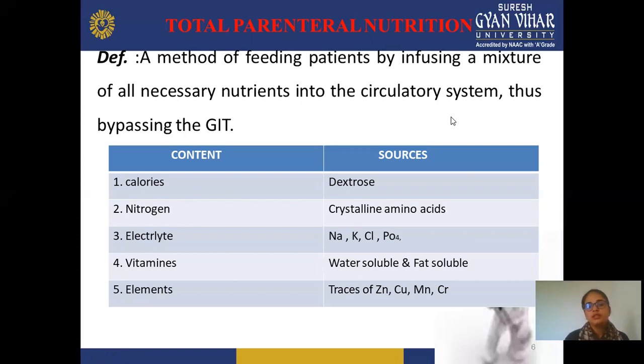So these are the sources used for preparing this hyperalimentation solution, providing all nutrients required for the body, or for feeding patients who don't take food by the oral route, bypassing the GIT. It is an infusing mixture of different nutrients.